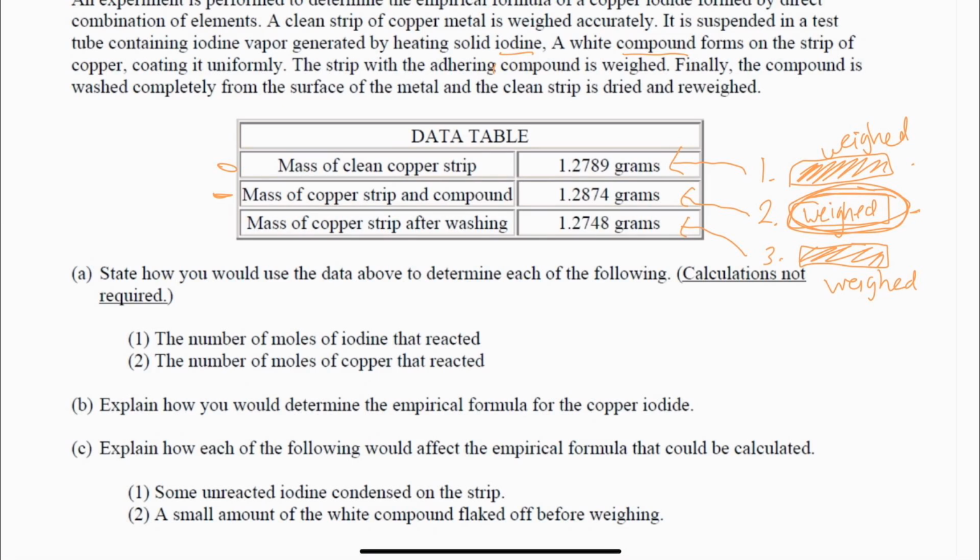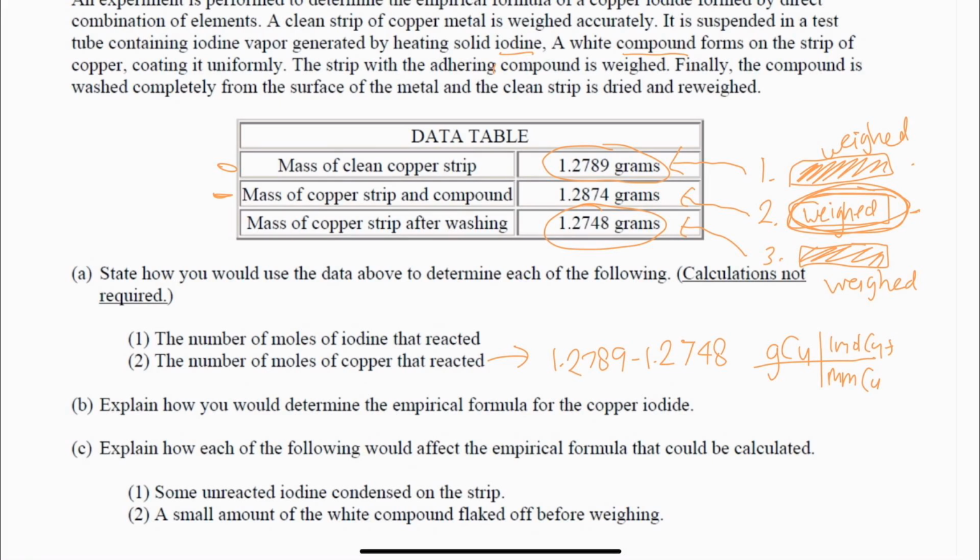I know that copper reacted, and then I cleaned the amount of copper that had reacted from the solid copper, and I got this. And so if I subtract that from this, I can get the amount of copper that reacted. And so if I do 1.2789 minus 1.2748, I get how many grams of copper that reacted. Once I get the number of grams of copper, I can divide it by the molar mass of copper to get how many moles of copper that reacted. If I wanted to get the number of moles of iodine that reacted, I can just find the remaining difference.